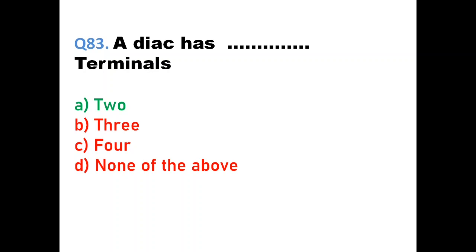One can act as terminal T1 and the other can act as terminal T2. So one can be positive, one can be negative. If the other one is positive, the opposite one will be negative. So they can be interchanged. So a diac has two terminals.